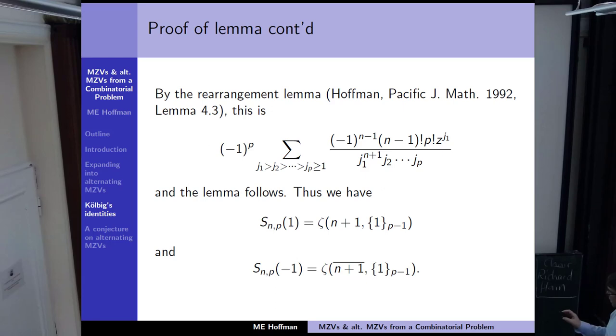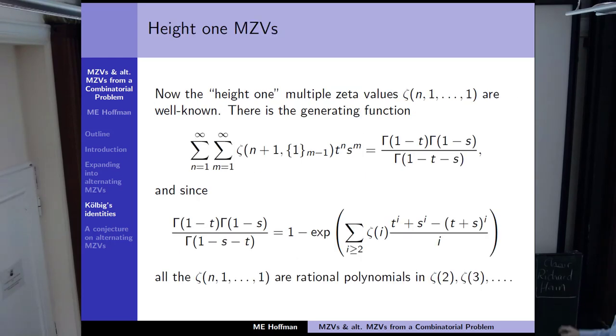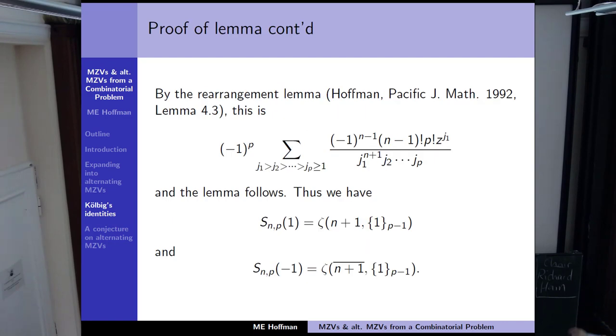But anyway, what about these? These are not just any old multiple zeta values, they're quite well known. Their generating function is known. Here's our friend the gamma function from this morning, just a plain old analytic gamma function. And you can write this combination of gamma functions in terms of values of the zeta function, which means, therefore, that all these height 1 guys are exactly rational polynomials in zeta 2, zeta 3, and so on. Okay, so that's cool. So we sort of know all about these guys. And these are the ones we would sort of like to know more about.